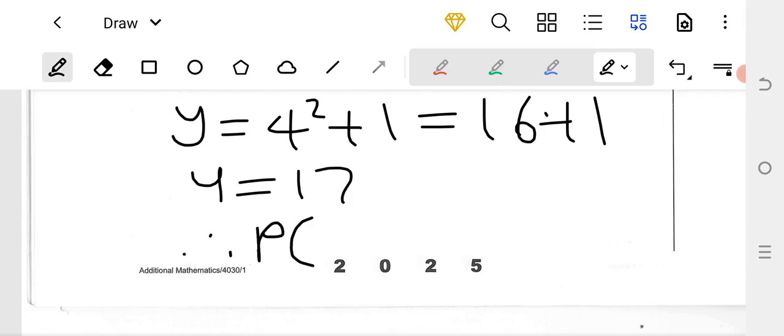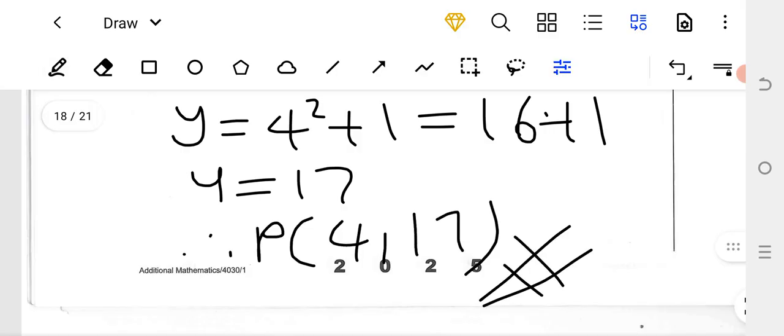Therefore, the point P is (4, 17). That's your final answer.